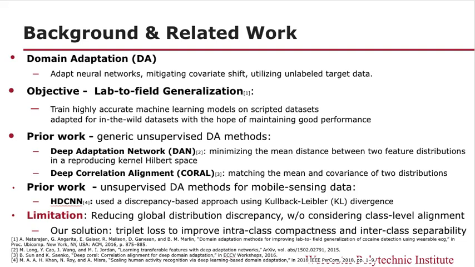We compared our work to three baselines: two generic DA methods, Deep Adaptation Network and Deep CORAL, and also the state-of-the-art DA method applied on mobile sensing data, which is called HDCNN. The major limitation we find is that all these methods focus on reducing global distribution discrepancy without considering class-level alignment. Our solution utilizes triplet loss to improve intra-class compactness and inter-class separability.